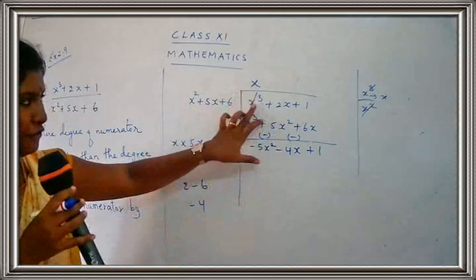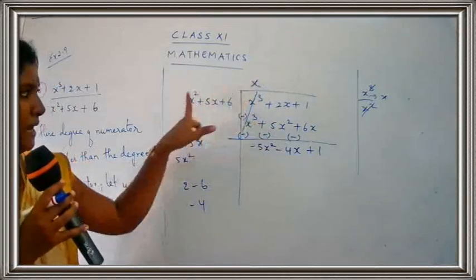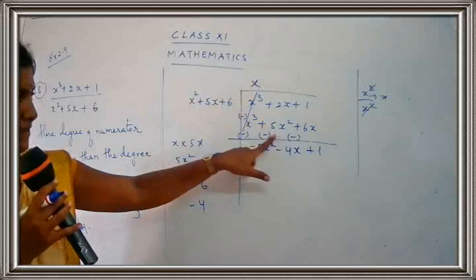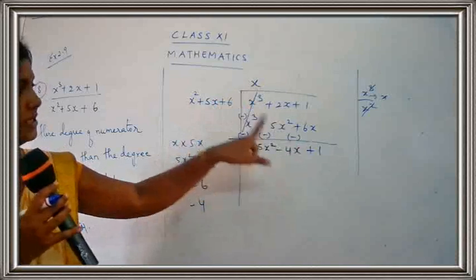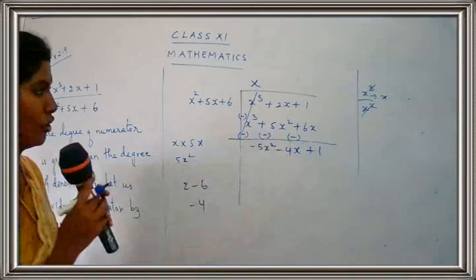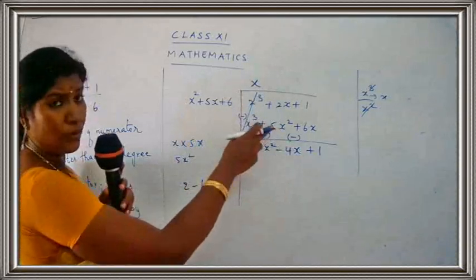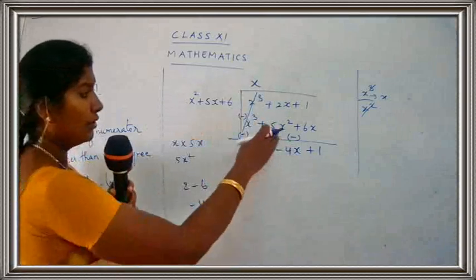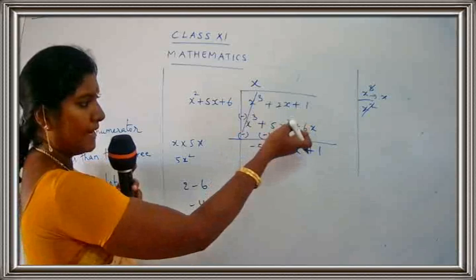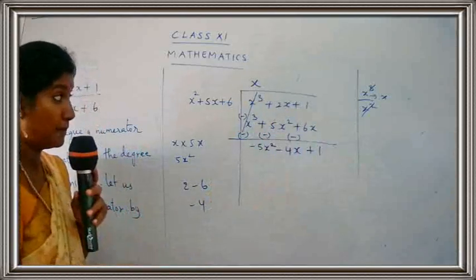So what we have done, we have taken the first term and the first term, we divided, we got the answer as x. So you have multiplied x into x square, x cube, x into 5x, 5x square, x into 6 is 6x. Just do the subtraction and change the sign of the second polynomial. So x cube minus x cube gets cancelled. The x square term is alone, so take it as it is, minus 5x square. 2x minus 6x gives you minus 4x and this is plus 1. So we have completed the first part.